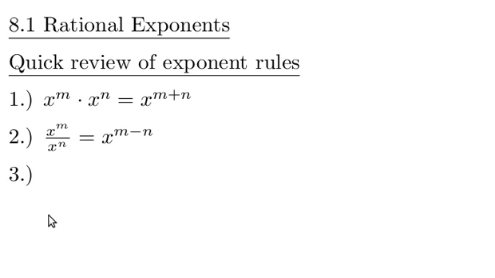Now rule 3, if we have x to the m in parentheses and then to the n outside parentheses, that's equal to x to the m times n.